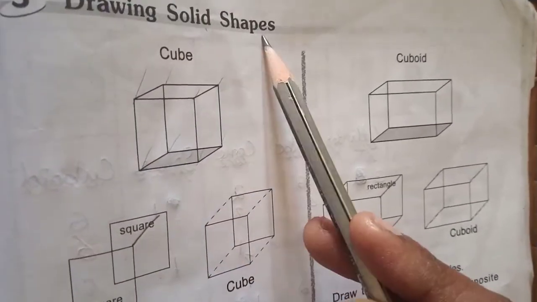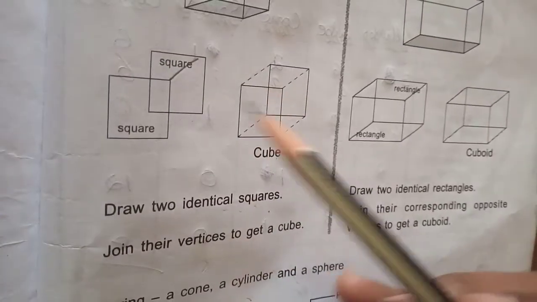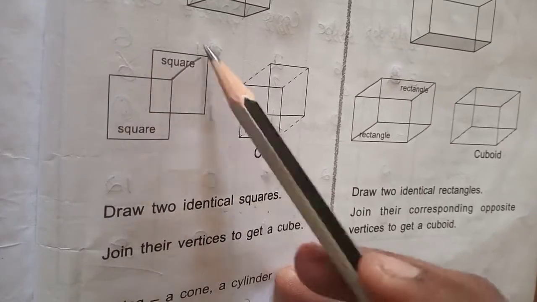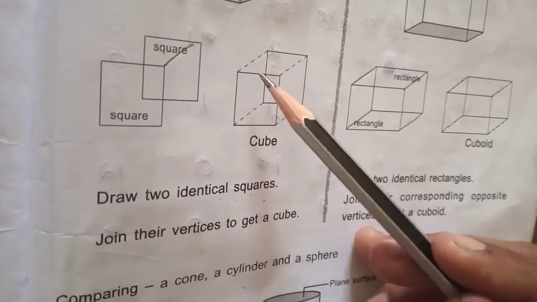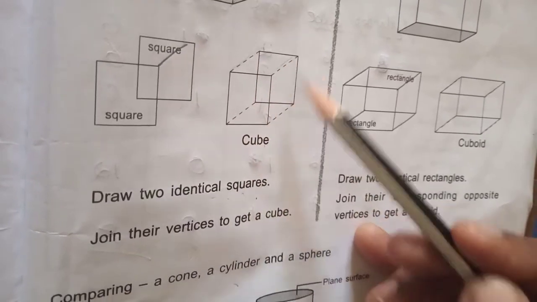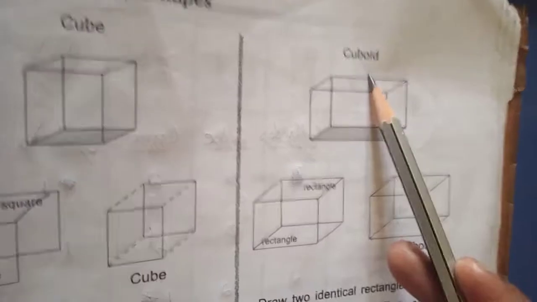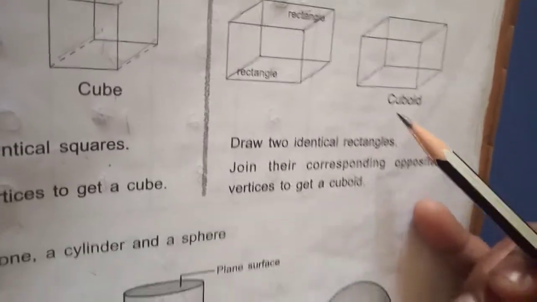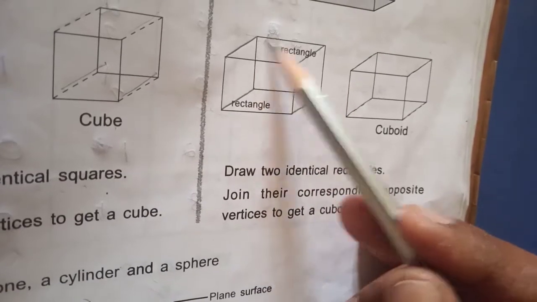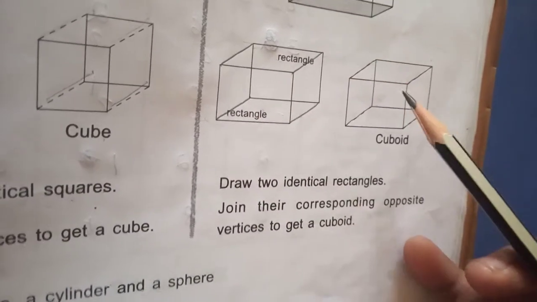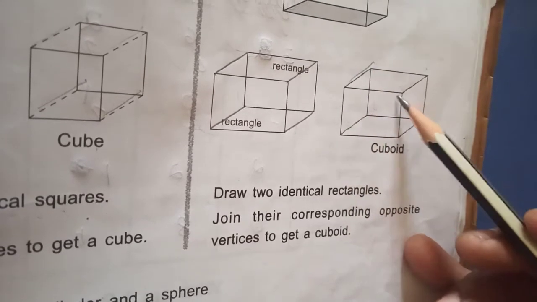Drawing solid shapes. Cube. Draw two identical squares. Join their vertices to get a cube. Cuboid. Draw two identical rectangles. Join their corresponding opposite vertices to get a cuboid.